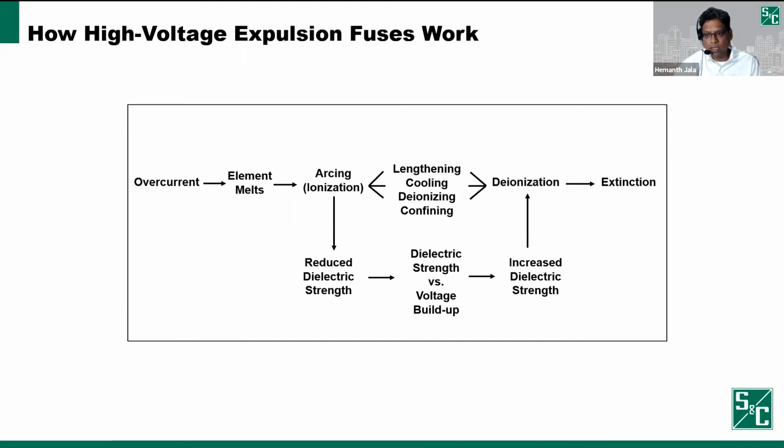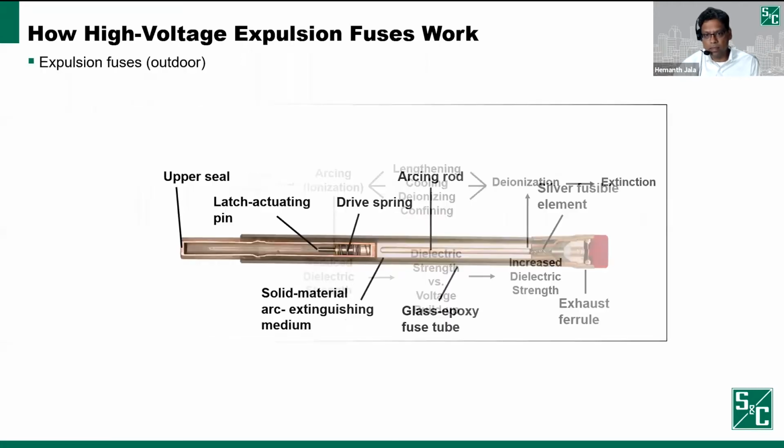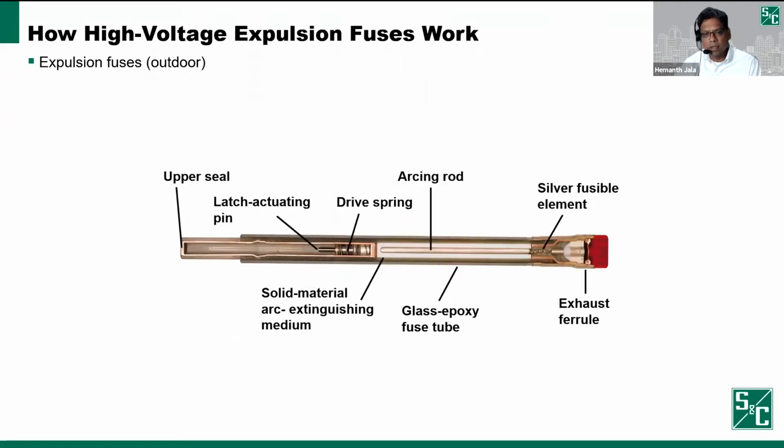We'll take a closer look at a fuse that SNC makes, which is the SMU-20. What you see on the screen is a cutaway of the SMU-20 fuse. It's a power fuse, available from 15 kV to 38 kV, and it uses a solid material arc extinguishing medium. You have a silver fusible element up here, which is under tension by a drive spring. You see this white material up here? That is your solid material that helps with the extinguishing of the arc.